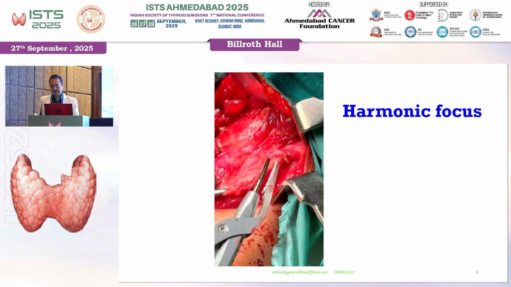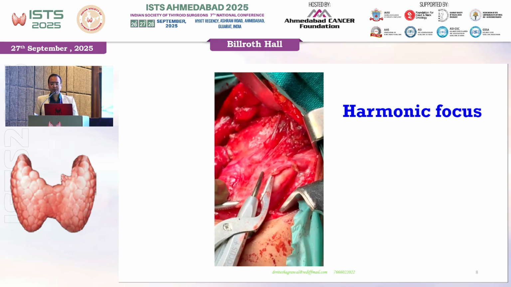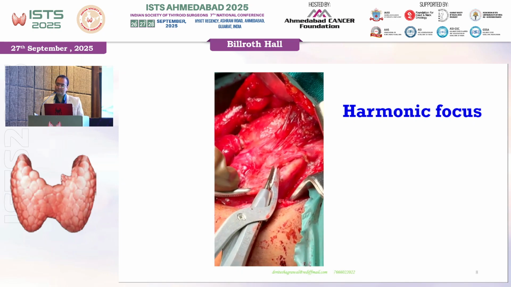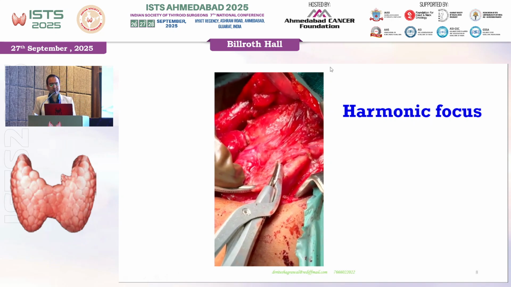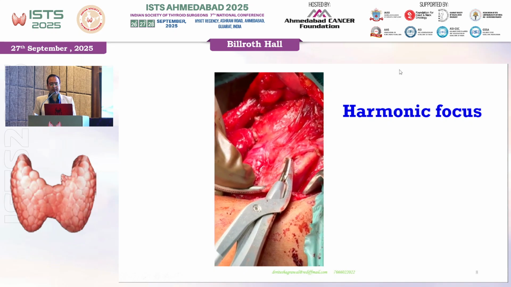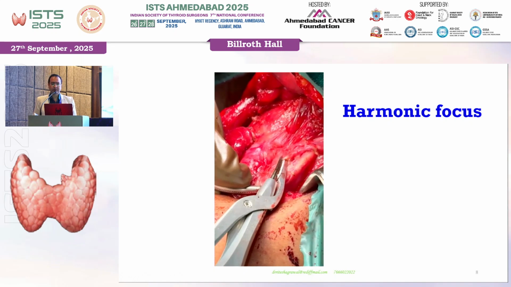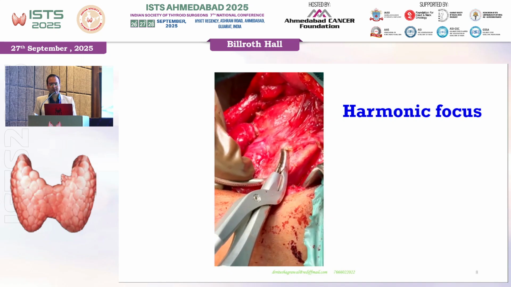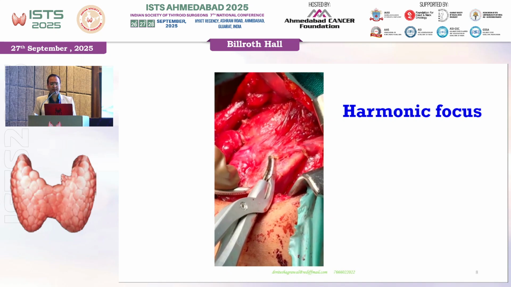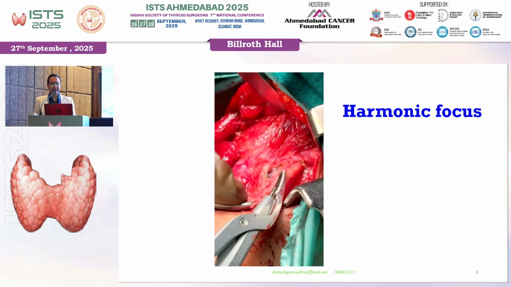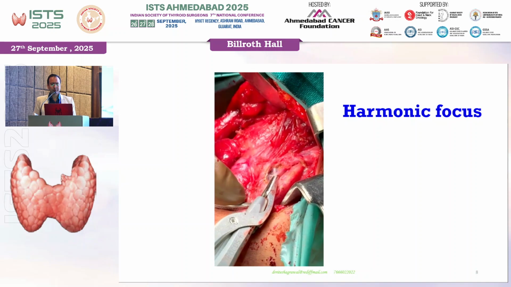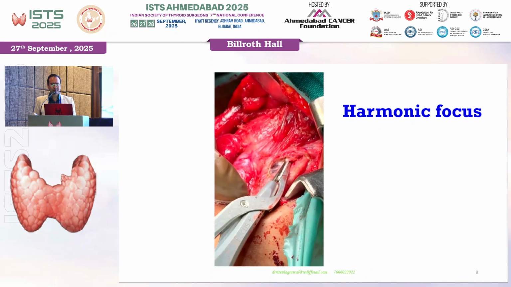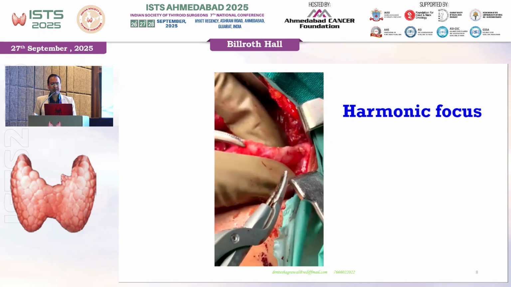Harmonic focus, we are using it regularly. Just a short video. We are doing the superior pole dissection. No ties, no sutures, no clips. Just stay close and at the surface of the thyroid. Everything is preserved, including the external branch of the superior laryngeal nerve, which is important in this anterior dissection. And it really gives a bloodless field.